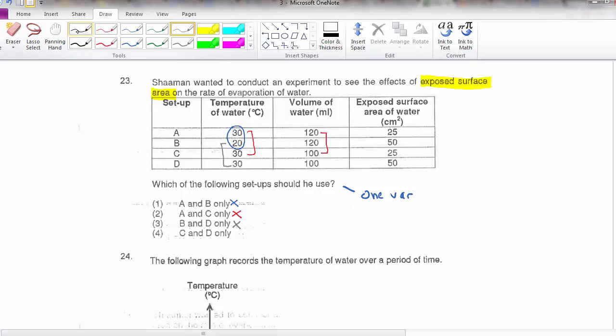So finally, let's look at C and D. My initial temperature is 30, 30. It's fine. Volume of water is 100, 100. That's the same as well. The only difference is exposed surface area. This is 50, this is 20. So this is my answer. Answer is 4. Okay.